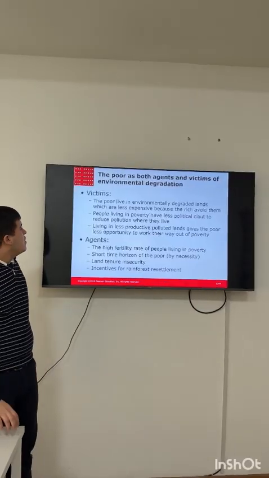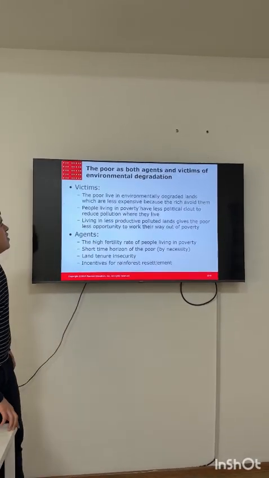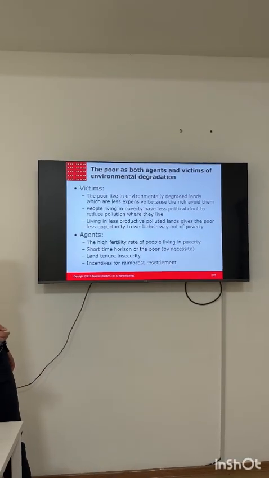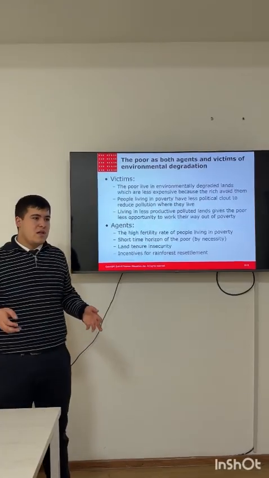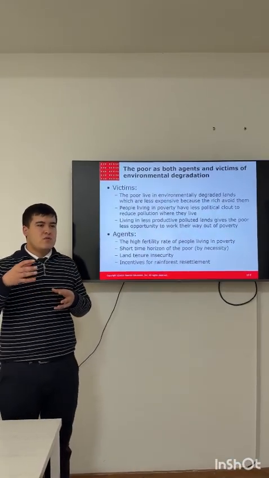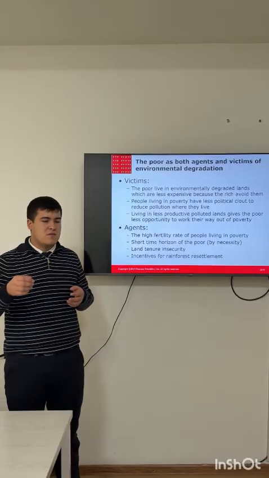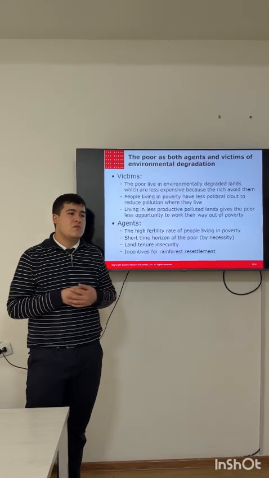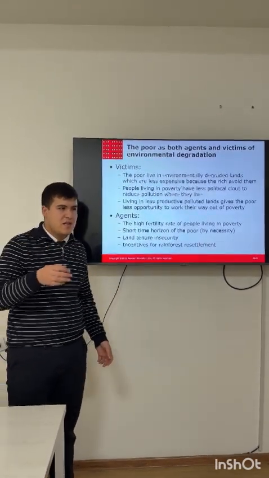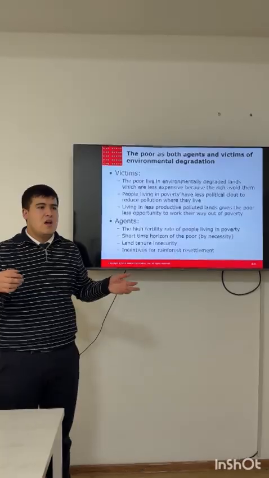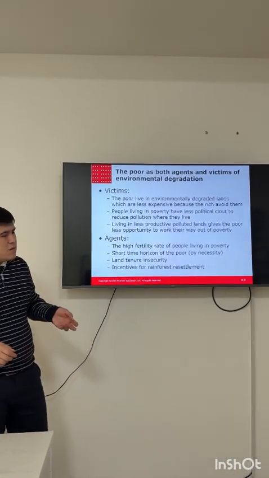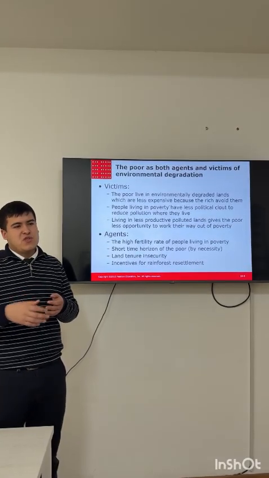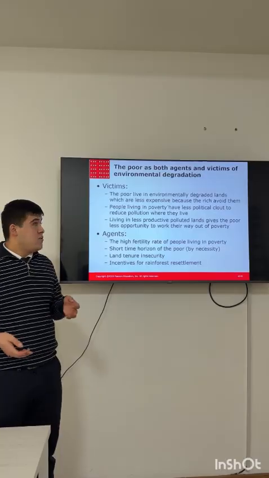Next, victims. Okay, the victims, the poor, live in environmentally degraded lands, which are less expensive because the rich avoid them. Victims are living in poor places because it's cheaper for them, but there is not enough comfort for living there. There is no clean water, no clean air, and they will have to use bad things. For example, they should cut trees. It's so bad for everybody.